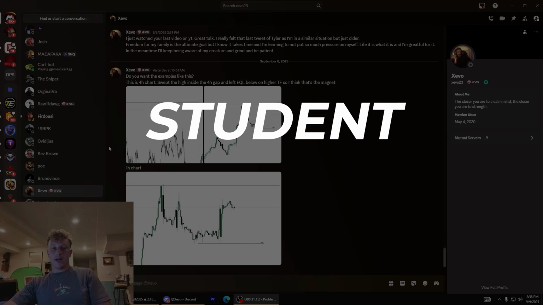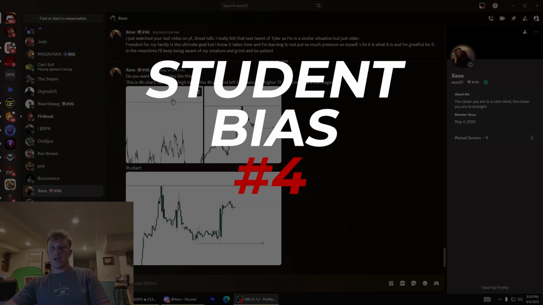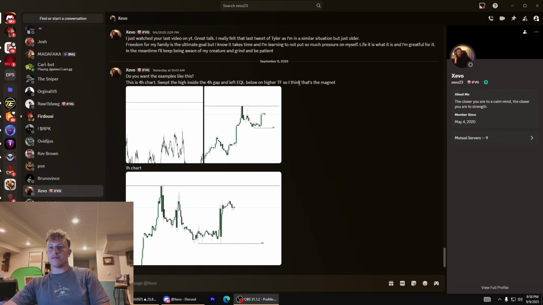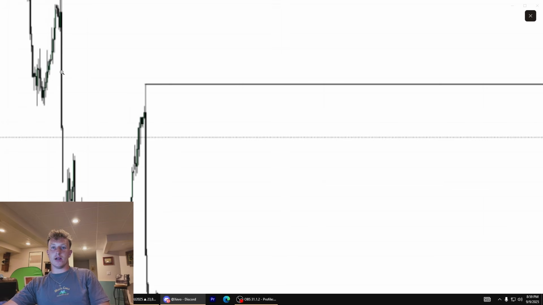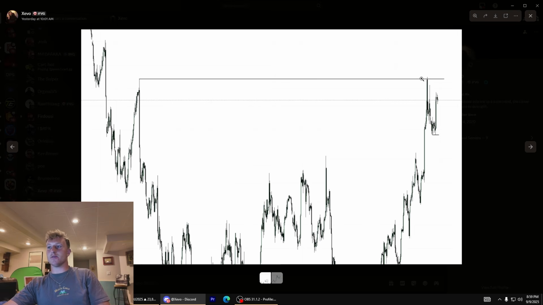All right, last but not least, we have Xevo. Okay, this is a 4-hour chart, swept the high inside of 4-hour fair value gap and left equal lows. Okay, so when we look at this chart, it looks like we swept this high inside this fair value gap. When I look for draw on liquidity or anything, I love the highs that sweep other highs inside the fair value gap. So there's a fair value gap right here. There's a high that rejects the fair value gap here, and we clearly respect the high here, and we got a very bearish reaction. So that's a good start.